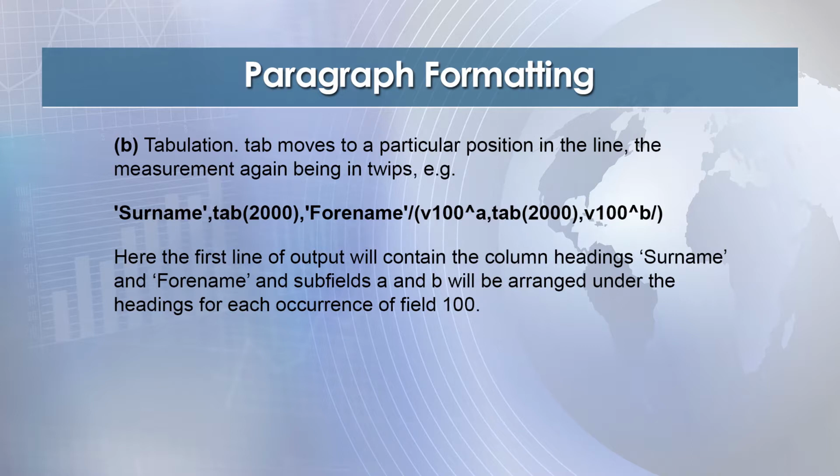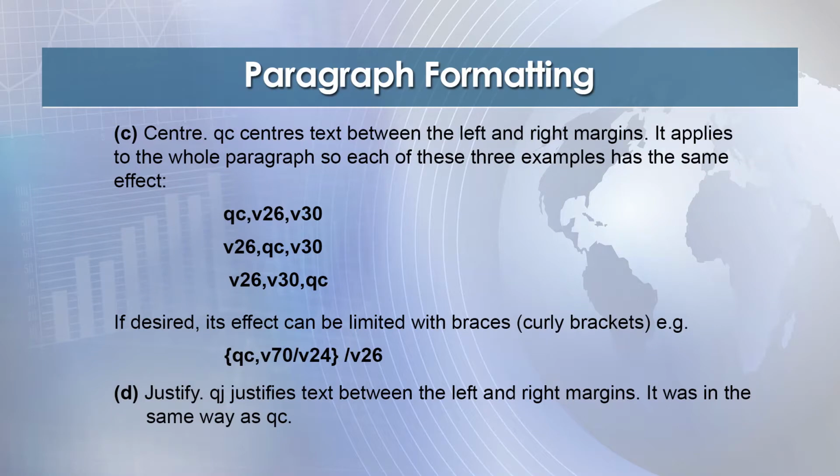So, in this way you can have a column-like display by using tab, and within tab you can utilize the measurement unit TWIPs to control the space in a better way. Now, other paragraph formatting commands, like when you want to display a particular line in the center. So, use the formatting language QC. QC stands for centering of a particular text.